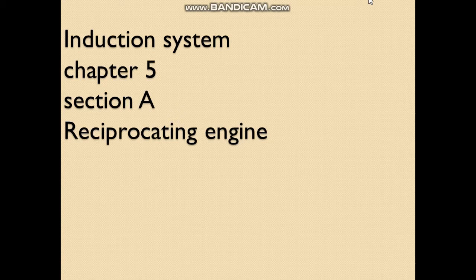Today we will talk about the induction system on reciprocating engines, chapter 5, section A. The induction system is designed to supply air to an engine to support combustion. On a reciprocating engine, air enters an air intake and is routed to a carburetor or another fuel metering device. The air is then delivered to the cylinders for combustion.